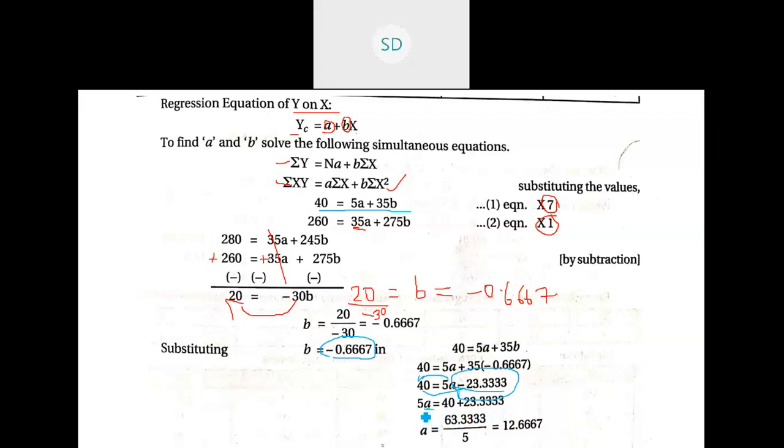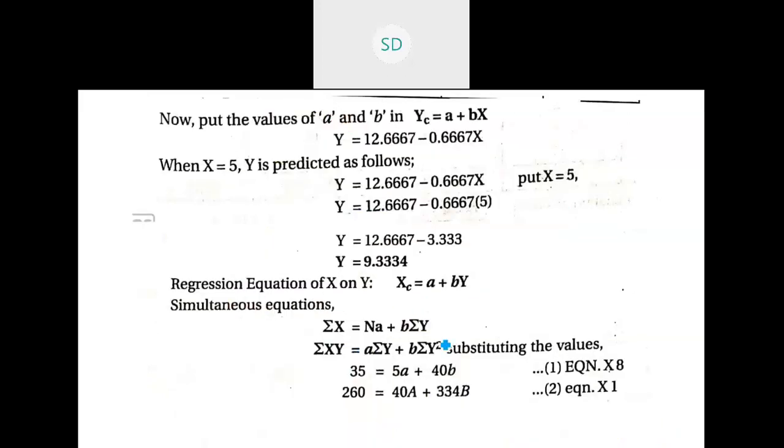Now 5 is multiplication. When I take it to the other side, it will become division. Now a is equal to 12.6667. So we have found out the value of a. So this b is the slope of the equation, and the value of a is the intercept of the equation. Okay, so any doubts until here? Did you all understand?